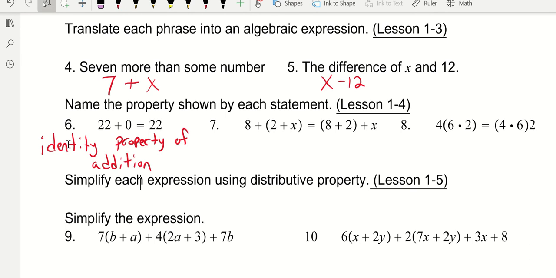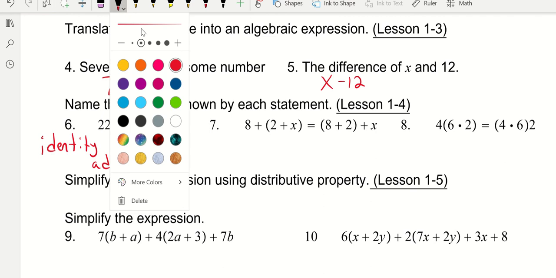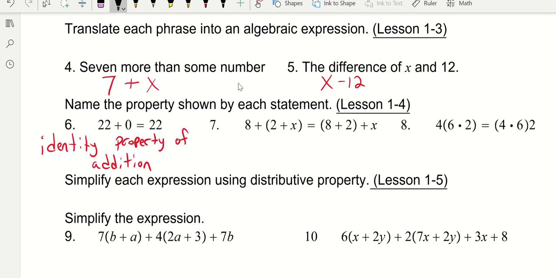Just think about this. With the identity properties, whatever you start with, that's what you end with. So with addition, we add nothing to it, and we started with 22, so we finish with 22. With multiplication, if this were 22 multiplied by 1, we started with 22, we end with 22. So with the identity properties, nothing changes there.